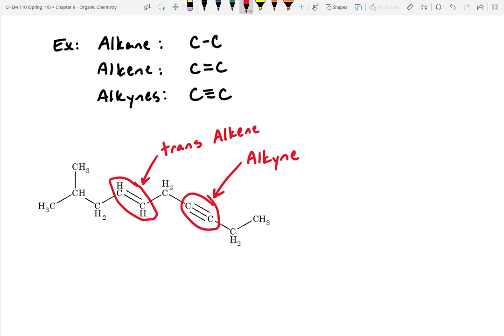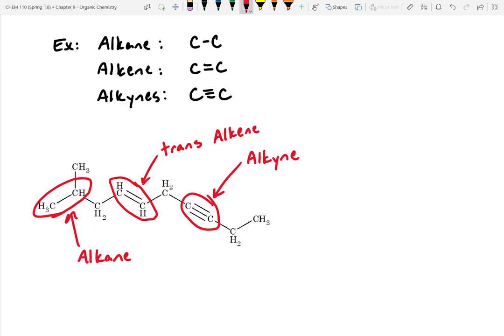We only need to specify cis or trans with alkenes, not with alkanes or alkynes, because they don't have any sort of dimensionality to them. And then last but not least, we could pick any one of the remaining single bonds. For example, I could pick one of these and say this is an alkane. It only has carbon-carbon single bonds. Does that make sense? So those are the easy ones, the ones only containing carbon and hydrogen.